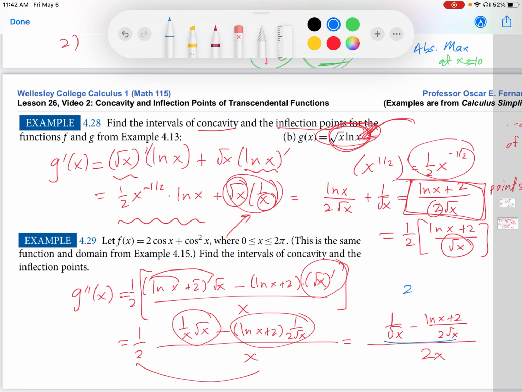Common denominator here is 2 square root of x. And then this part goes along for the ride. And then so this part just needs a 2. So that's a 2 there.